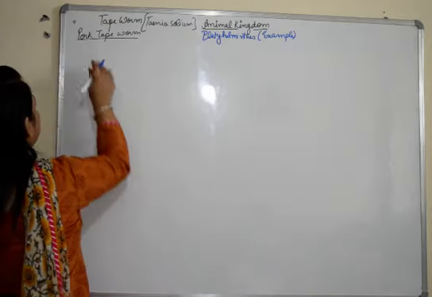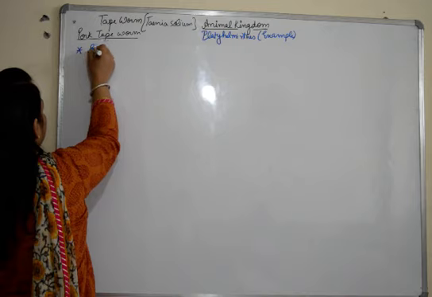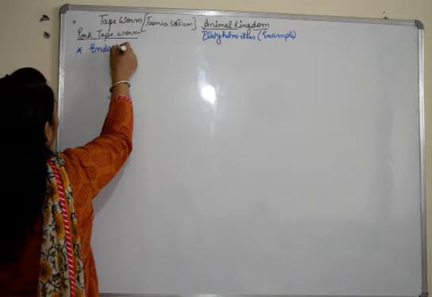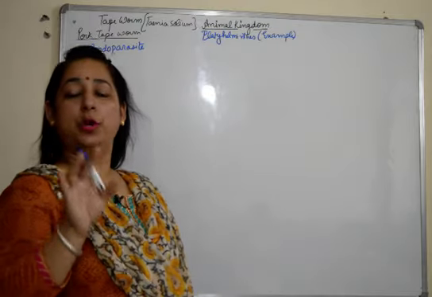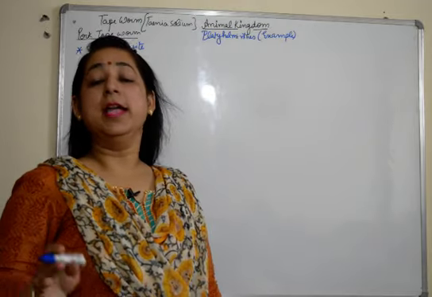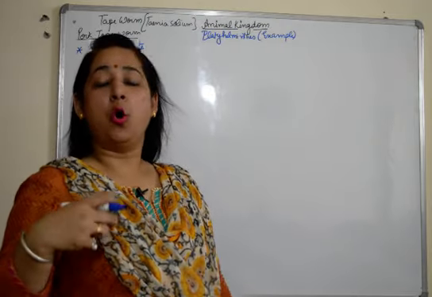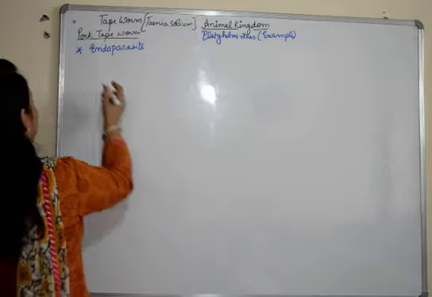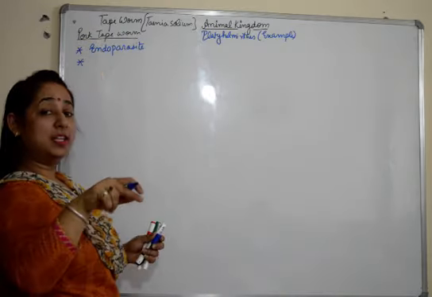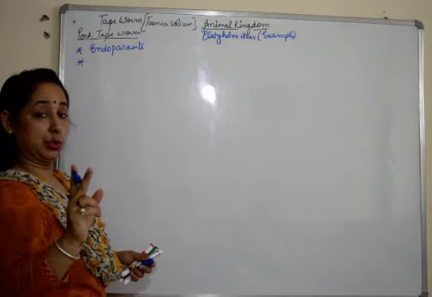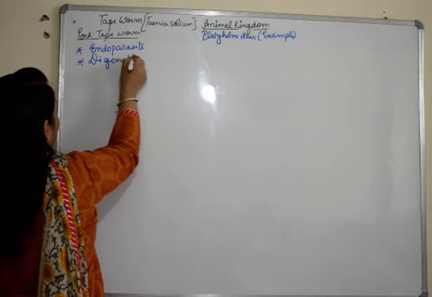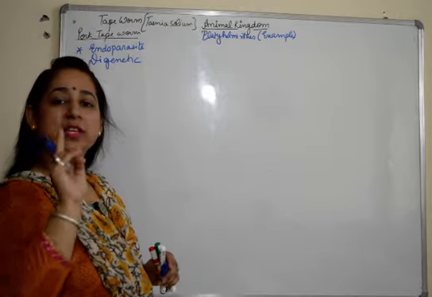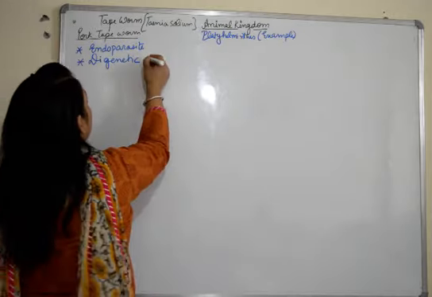First of all, it is an endoparasite. That means it lives inside the body of the host. It's not free living. It takes nourishment from the body of the host. Now, it is an endoparasite, lives inside the host and has two hosts. So, it is digenetic. The organisms which are endoparasites and have two hosts are digenetic.